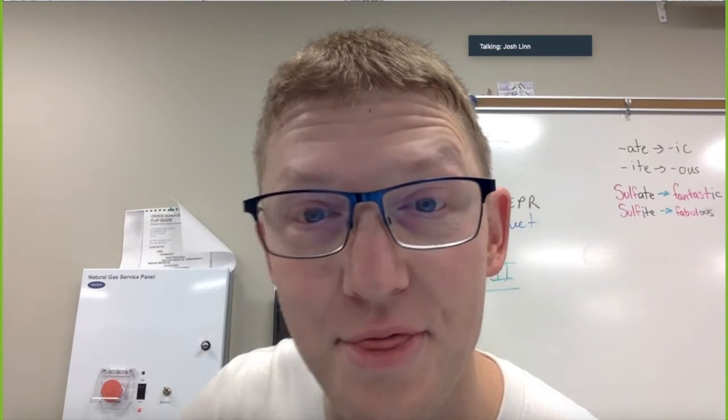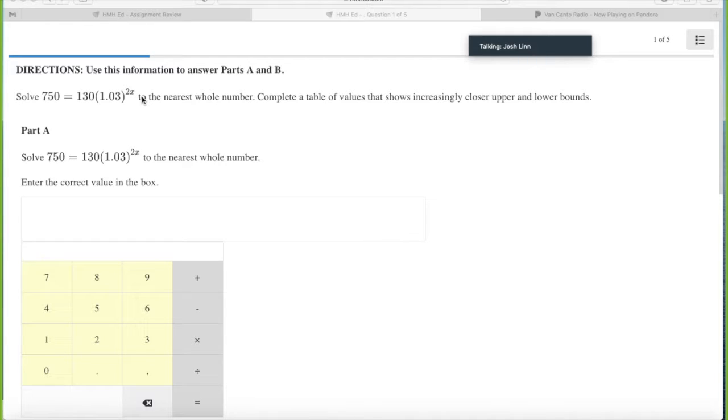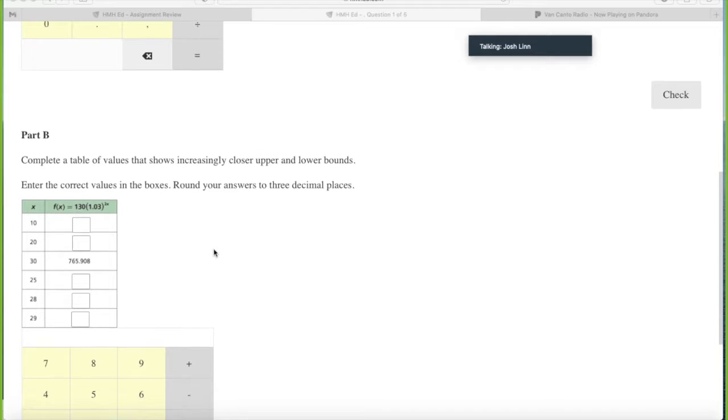Let's do some math. So we are on 10.2, check on learning. So we just learned several different ways how to solve some exponential functions. So here we go. This first one is using a chart.